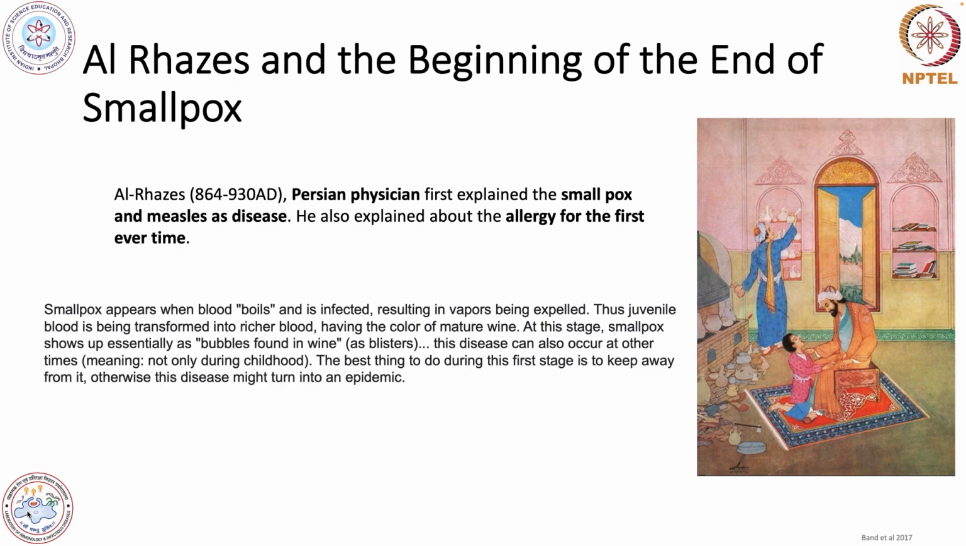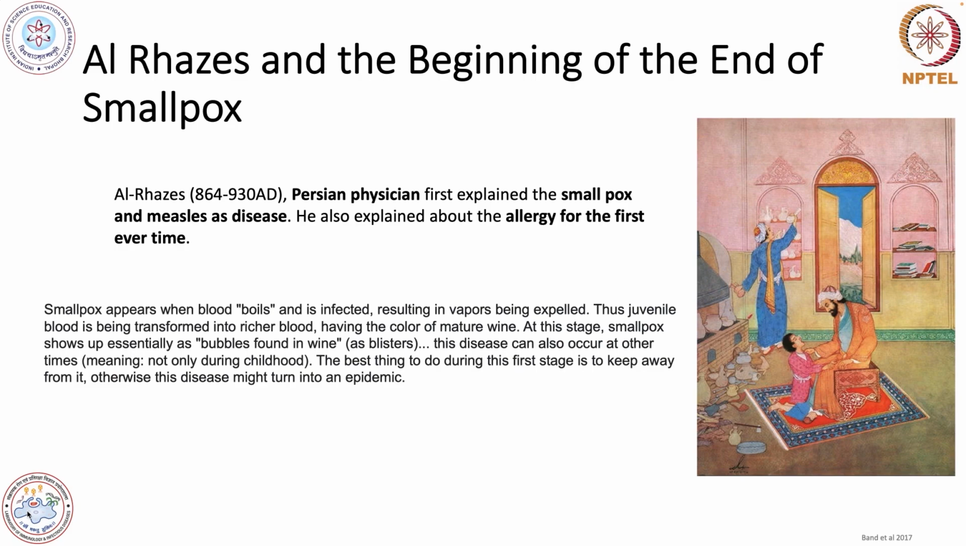So what he explained showed up essentially as bubbles found in wine, the blisters or the pustules. This disease can also occur at other times, meaning not only during childhood, but throughout their life. The best thing to do during this first stage is to keep away from it. Now we have a term known as quarantine. Otherwise this disease might turn into an epidemic.